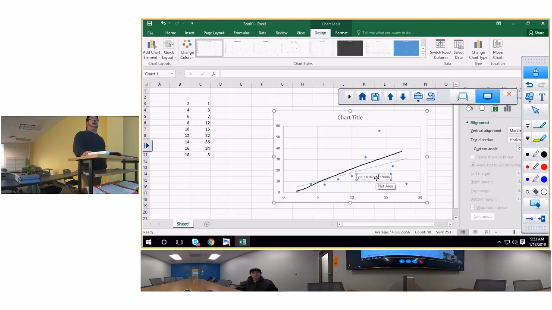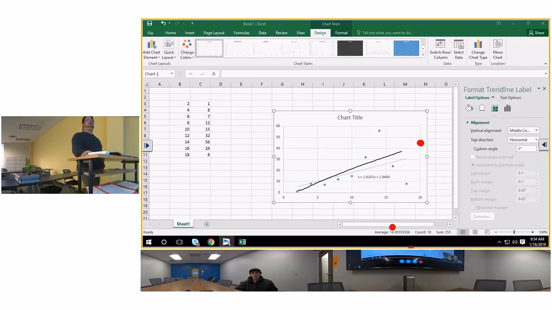But anyway, there's the line. So what can I do with that line after I find the equation? I can predict this number right here. I can predict the number right there. Because I've got the equation, I can plug in 0 for x and get 1.94. So I know that number right there is 1.94. That's the y-intercept.